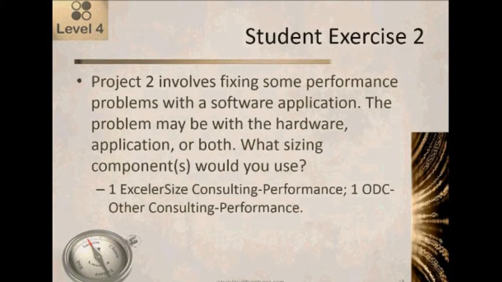Okay, yeah, I wasn't specific about which area. Right. So what we actually want to do is have 2 different consultings. You're right there. But they're both performance consulting. One of them we'll put on the ExcelerSize tab, and one of them we'll put onto the ODC Other tab. Everybody see that? Yes. All right.